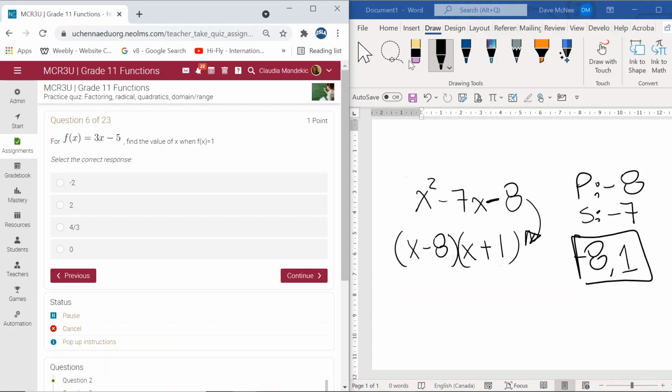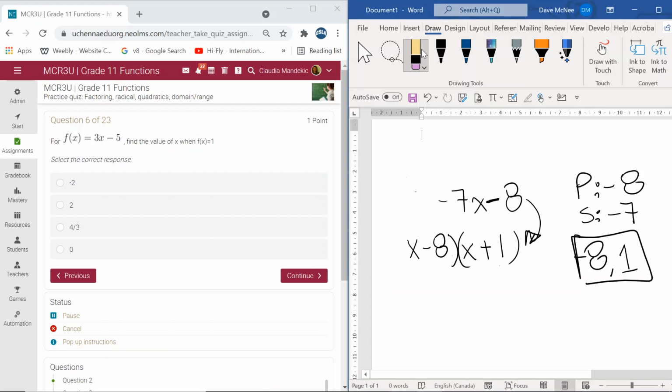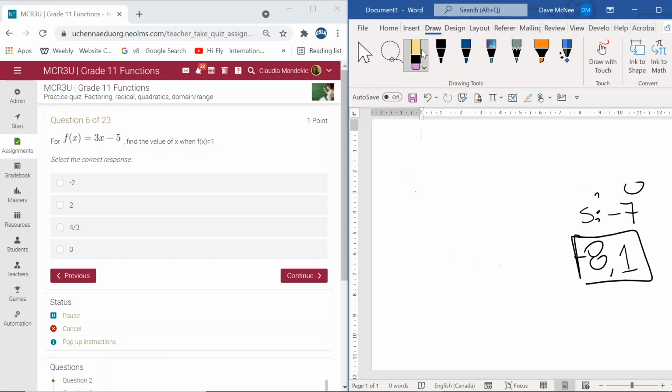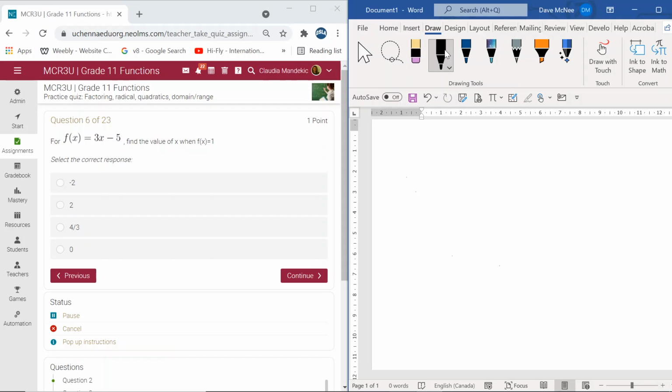Okay, next question here says when f of x is 3x minus 5, find the value of x when f of x is equal to 1. So we already had a question like this, very similar to it a few questions ago. So it's asking me to find x when f of x is equal to 1. Well, it's also telling me that f of x is equal to 3x minus 5.